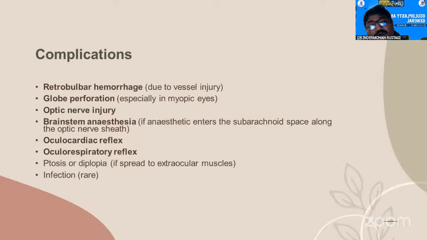So these are the few complications. Retrobulbar hemorrhage can be there, globe perforation, especially in a myopic eye, optic nerve damage if you injected wrongly, and brainstem anesthesia. These are two important reflexes, that is the oculocardiac reflex and the oculorespiratory reflex. One should keep a watch on this, and the patient should be on the monitor.